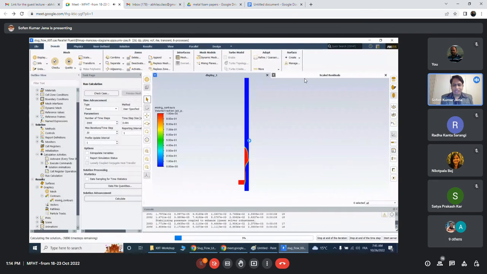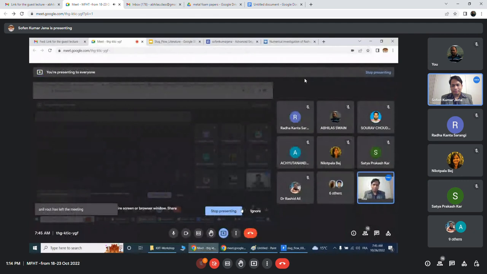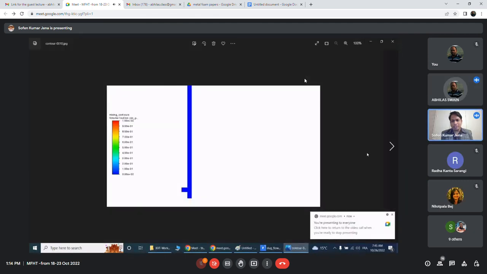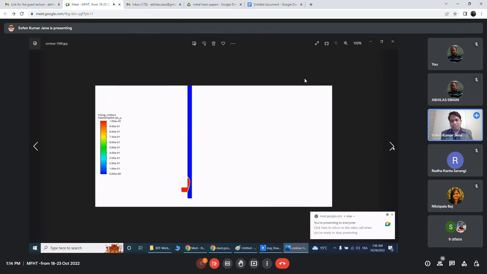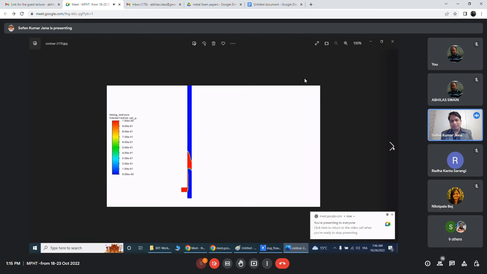In the meantime, we can take any questions. These pictures are saved locally. You can take these pictures and prepare an animation. Any movie maker you can use for animation. Just like you see here, it's already formed. The first Taylor bubble is formed already here. So you can save the pictures and make an animation out of that. Save some beautiful pictures and animations.